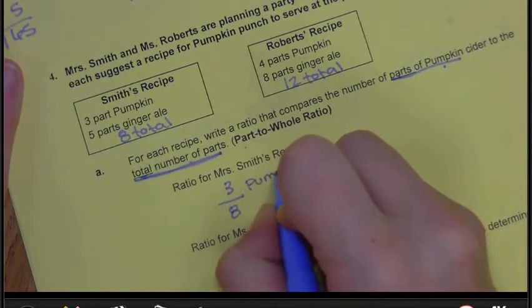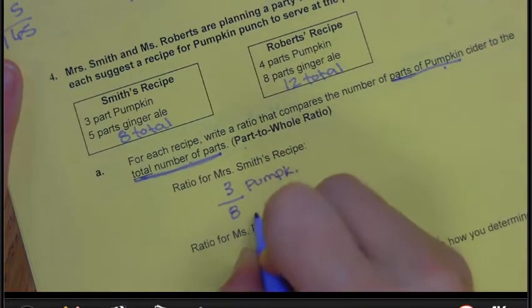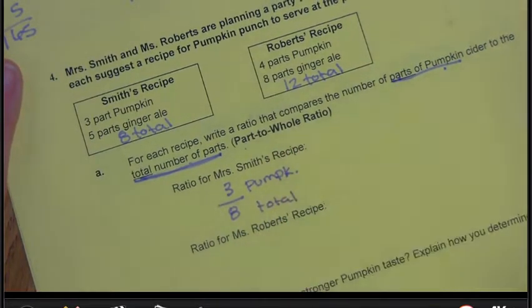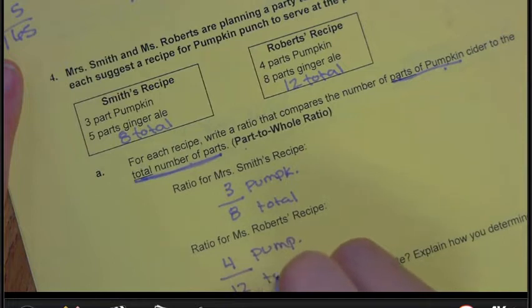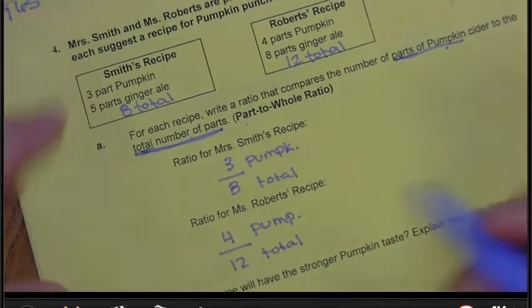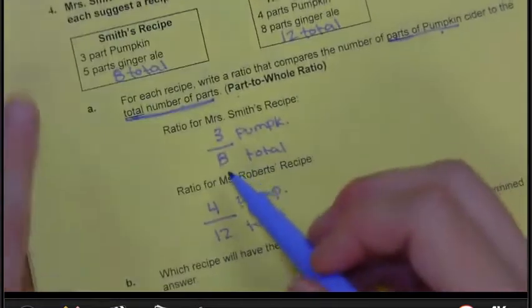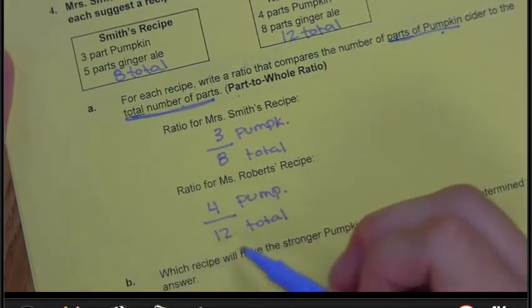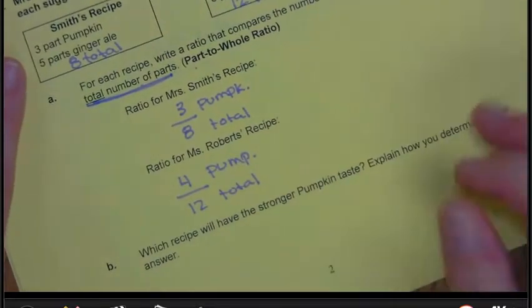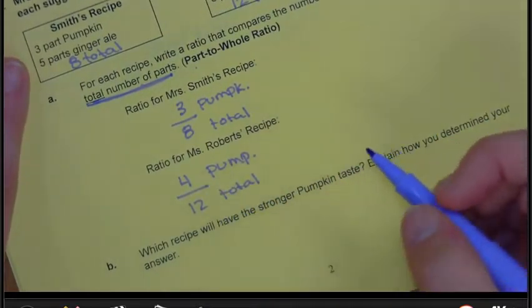So 3 pumpkin over total. Miss Roberts has 5 parts pumpkin over 13 parts total. Now, I noticed with Miss Smith's, it's 3 over 8, and I know that that fraction cannot reduce, but take a look at Miss Roberts. I see that it's 4 over 12. Well, I know that 4 can go into both 4 and 12.